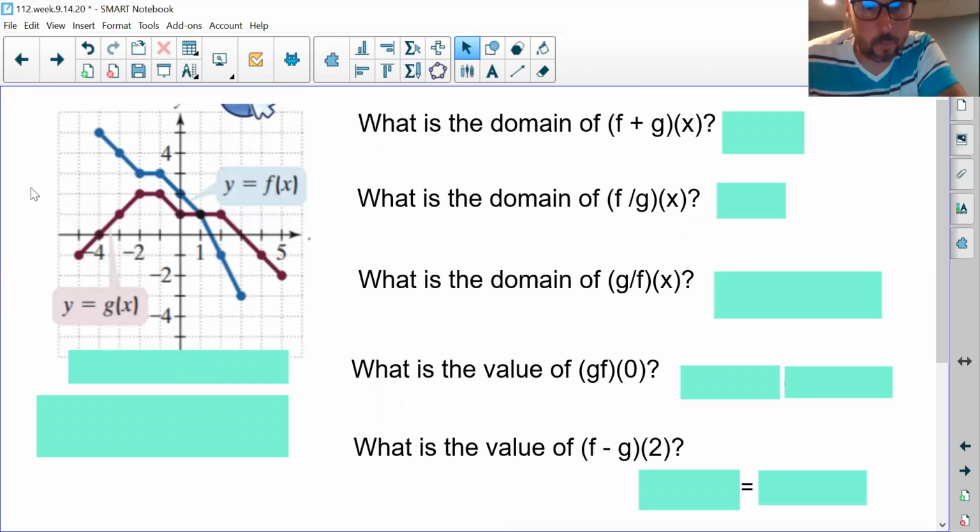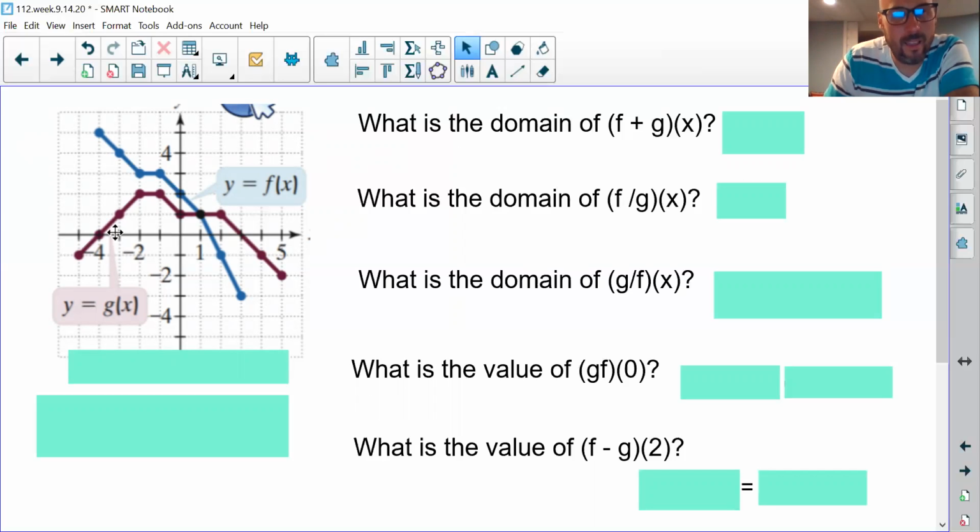Last example, I hope you're still awake, because this is a great example. I love this problem because I love graphs. You got two graphs here. They both look like piecewise functions. And the blue one is called f, the red one is called g. What is the domain of f plus g?